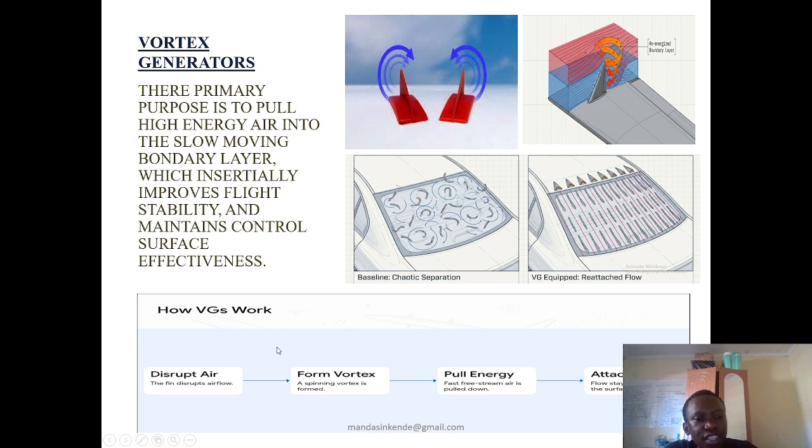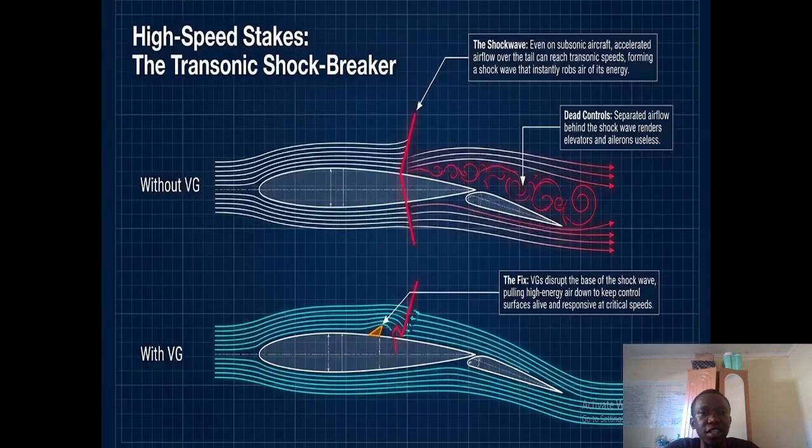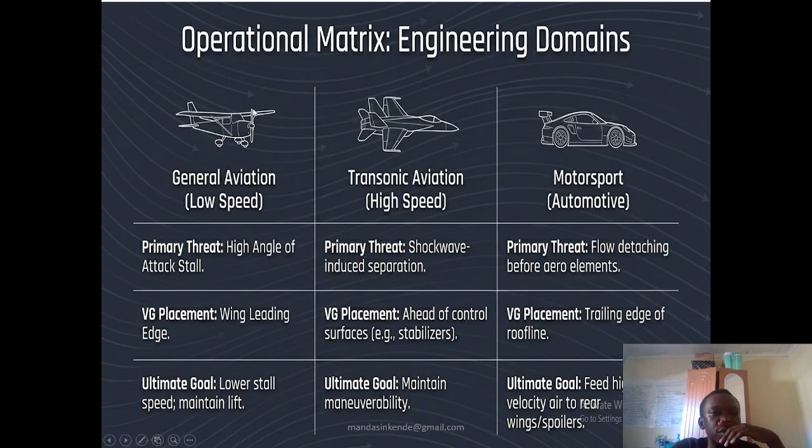So, in summary, the vortex generators disrupt the airflow, form the vortex, pull energy from the free stream, and this pulled energy from the free stream is what's responsible for keeping the boundary layer attached further ahead. Applications of this concept are in general aviation, transonic aviation, and motorsport. In general aviation, you want to be able to fly the aircraft at low speeds. That's at landing. When you want to land, you want to fly the aircraft at low speeds.